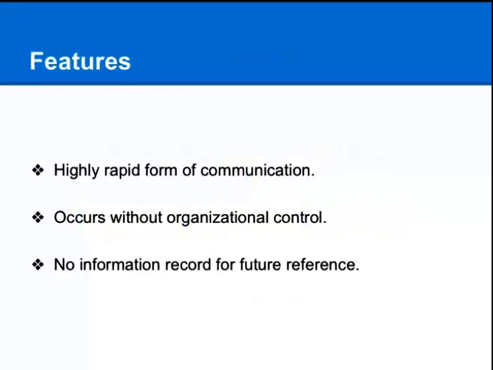The primary features of the Grapevine include a highly rapid form of communication that moves both vertically and laterally and therefore roams freely without organisational control. There is also no record of the information that can be used as a reference or for future purposes, as the original source cannot be determined or truth of the message validated.